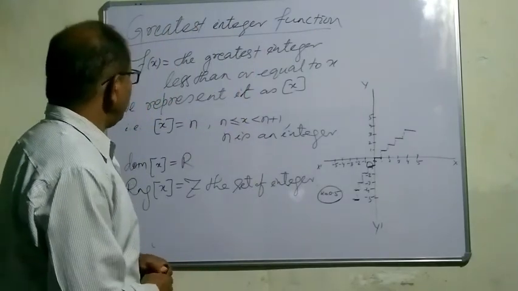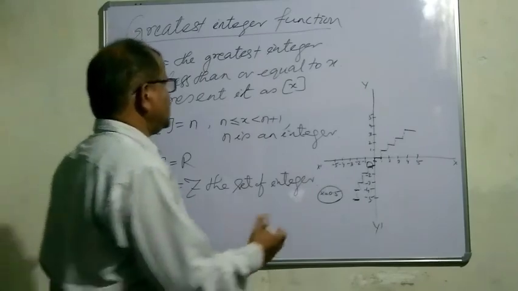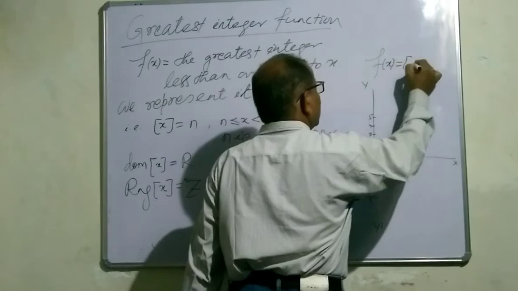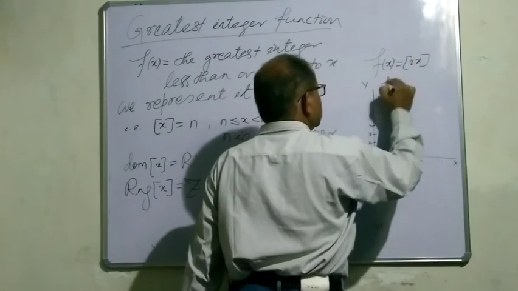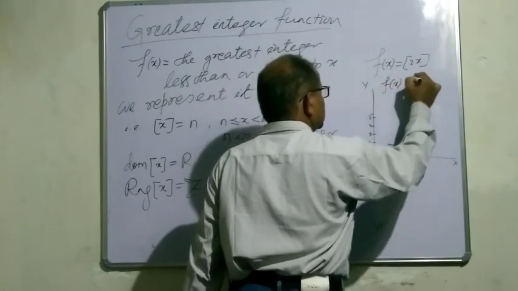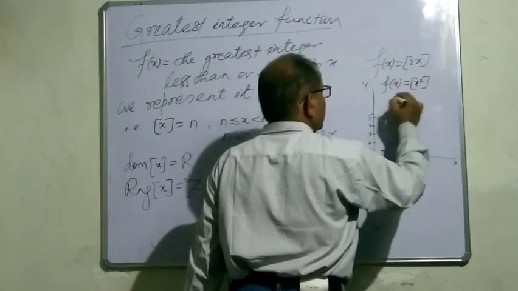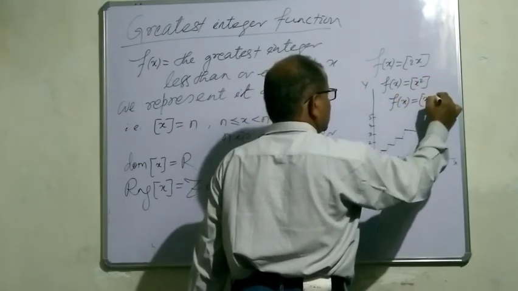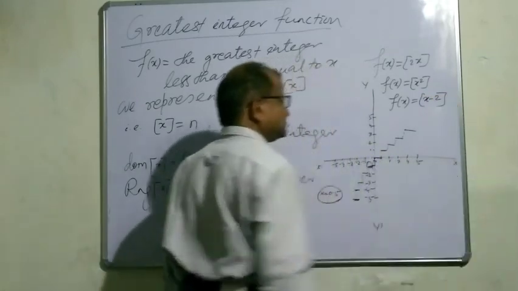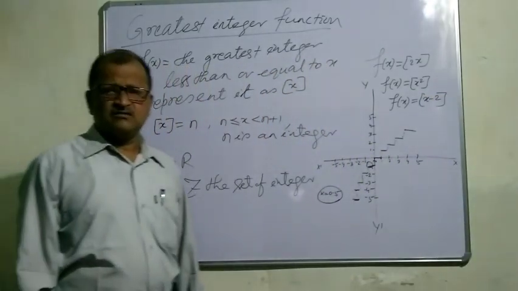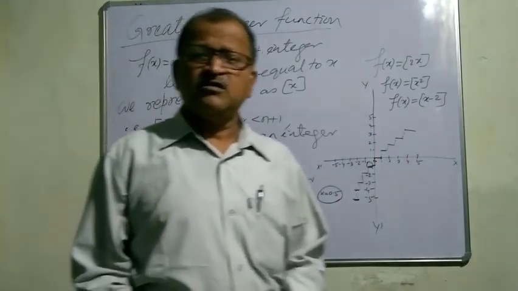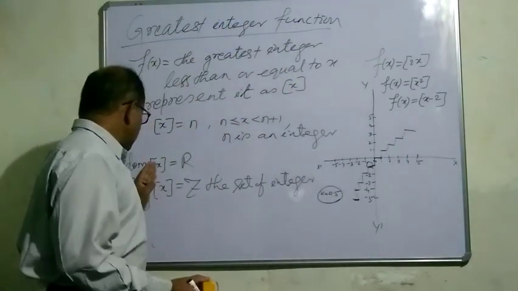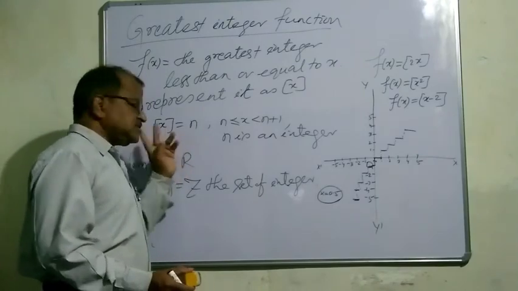Similarly, you can take functions like f(x) equal to the greatest integer value of 2x, f(x) equal to the greatest integer value of x squared, f(x) equal to the greatest integer value of x minus 2, like this. You can draw the graph of these functions. First you try to draw the graph of the greatest integer function of x.